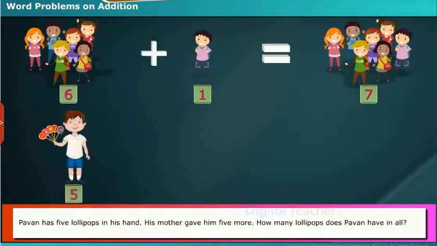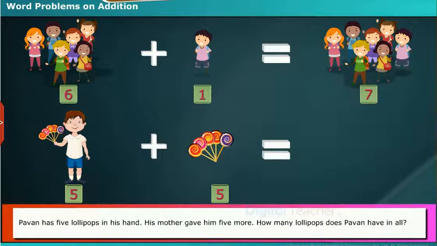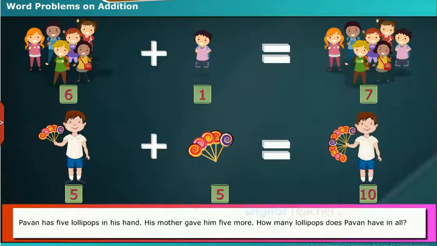Pawan has 5 lollipops in his hand. His mother gave him 5 more. How many lollipops does Pawan have in all?